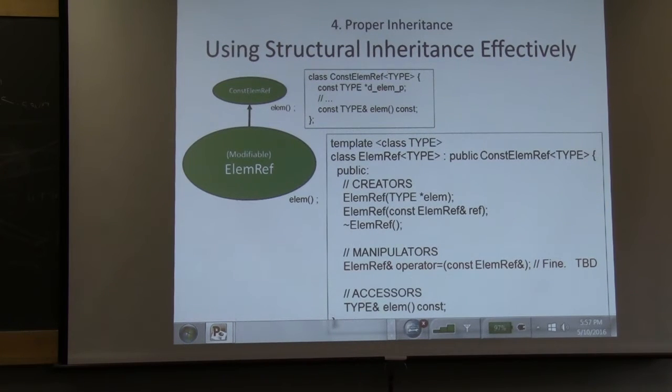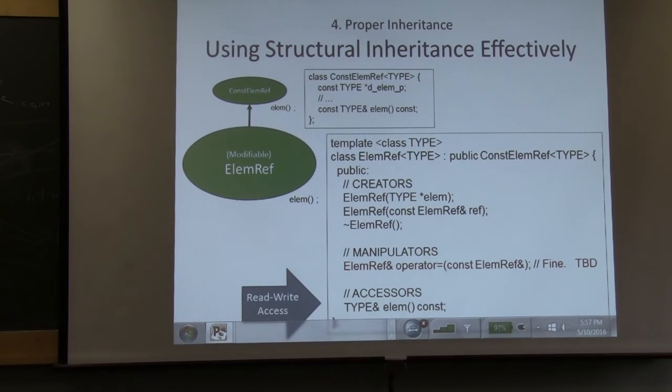An elem ref is a const elem ref type. Notice that it's public structural inheritance. Notice that there's no additional data. That's good. No additional data. Notice that we are going to implement the assignment here, and we'll explain why it's okay in this class, but not the base class. That's an additional thing you can do here, right? Everything you could do in the other one plus something.